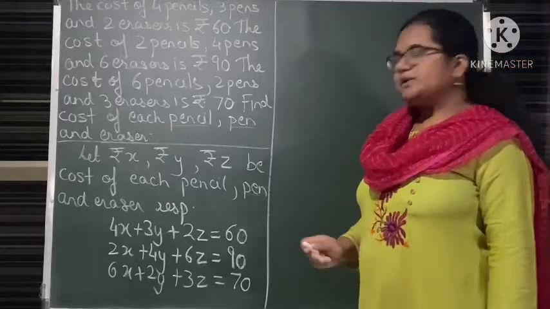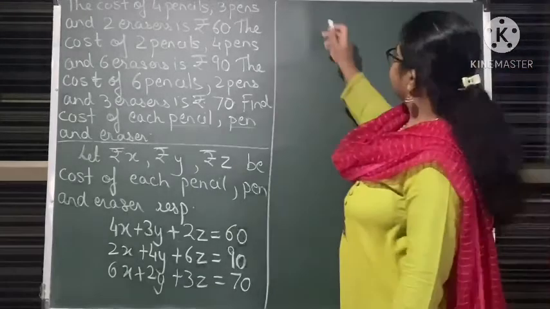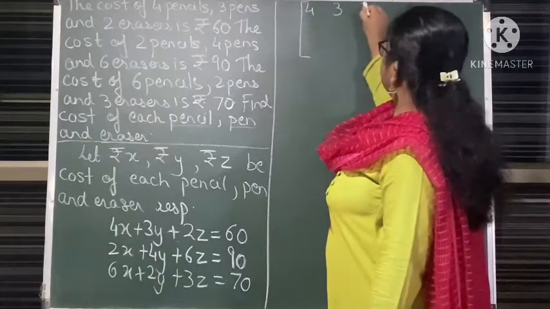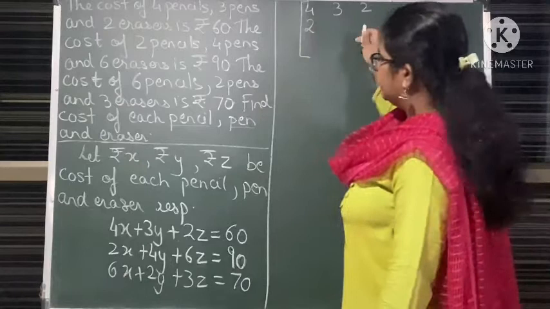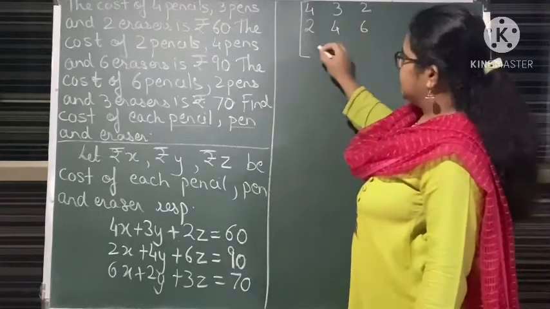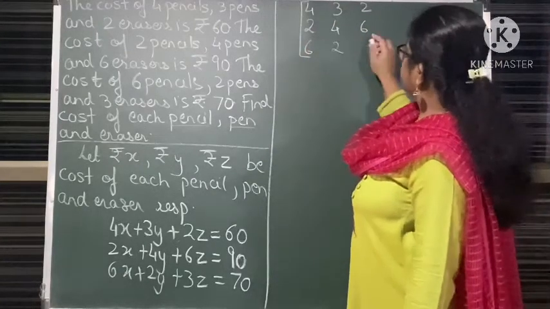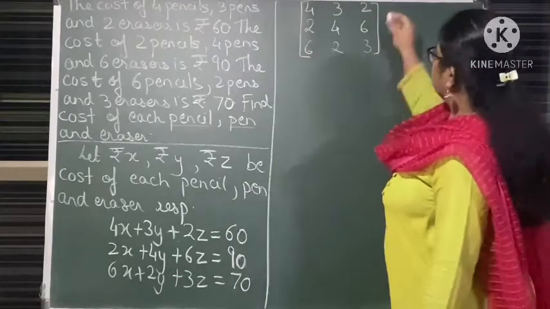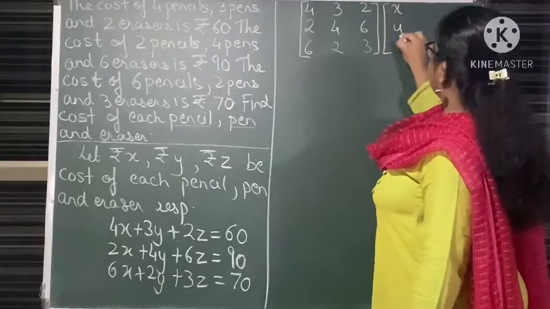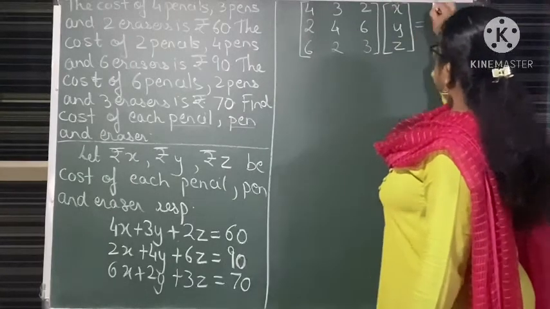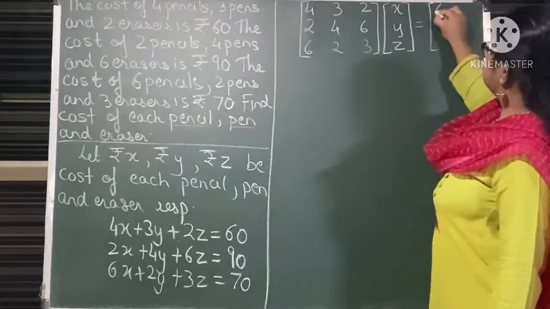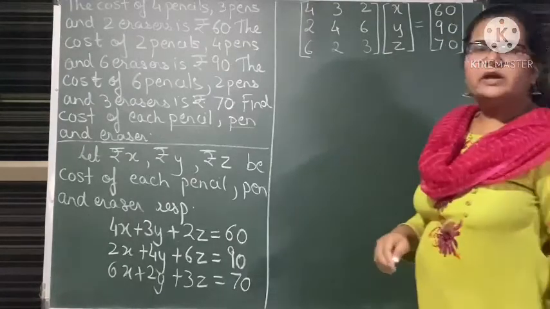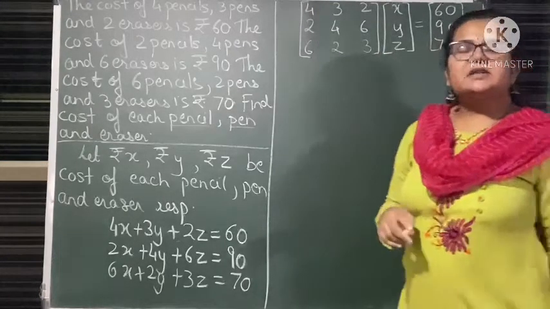We will write these equations in matrix form. So what will be the matrix form? First row will be 4, 3, 2. Then it will be 2, 4, 6, 6, 2, 3. These are coefficients of X, Y, Z. And then your variable matrix X, Y, Z equal to matrix B, which is 60, 90 and 70. Okay. Now this becomes your equation AX equal to B.